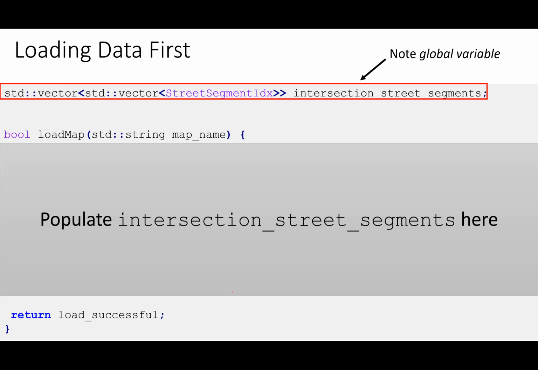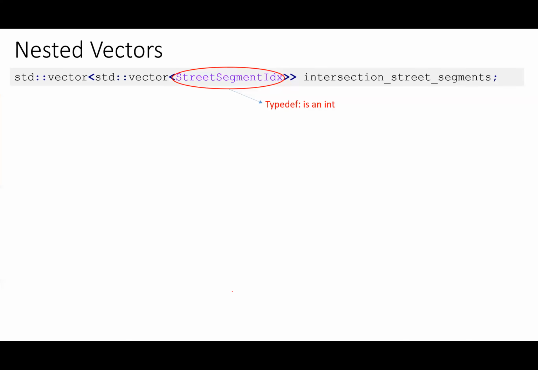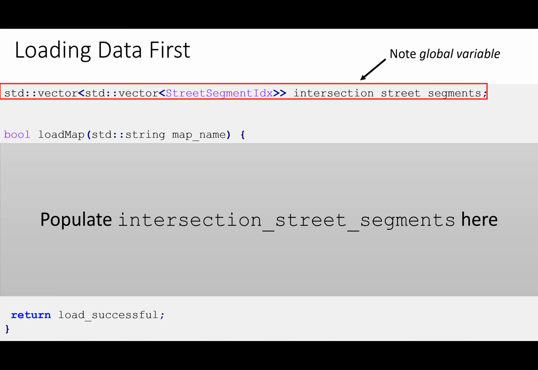Okay, so how do I do this now? I need to make a global variable. So I'm making a vector of vectors of street segment indices. Street segment indices is just a synonym for int. I've got to give it a name. Global variables should have long names. Do not make global variables with names like SS or ID. Those are important names, and you don't want to conflict with things. So I give it a nice long, very descriptive name. I should probably put a comment on top of it. Didn't bother. And inside load map, I've got to load this data structure up.